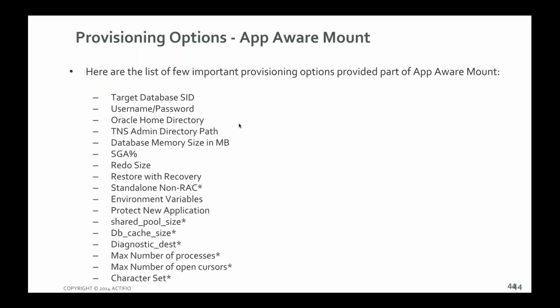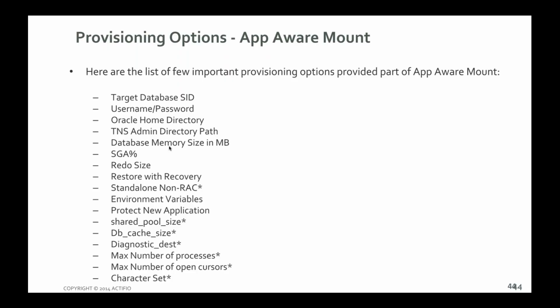You can have multiple Oracle homes on the target host, but if you want to choose a specific home to create your app aware mount databases, you have to give the specific details. And the database memory size, and how much you want to give for SGA %. Say, for example, in database memory size you are giving 2 GB, and you are selecting SGA% as 70. Then 70% of the size you are giving, out of 2 GB, goes to SGA, and the rest 30% you are giving to PGA.